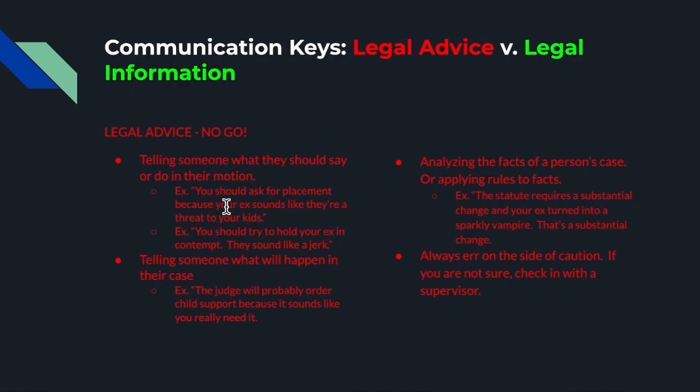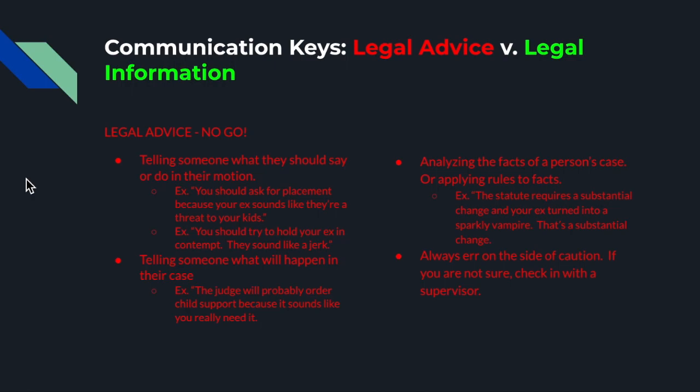So if I say, for example, you should say that you should ask for placement because your ex sounds like they're a jerk or they're a threat to your kids, I have given you advice, because think about it. If I say that to client A, I say, you should ask for placement because your ex sounds like a jerk. That's true for them. I am analyzing what they have told me about their ex. I'm drawing the conclusion that that person is a jerk, and that because that person is a jerk, the children should be placed with the parent that's with me. I am analyzing their situation.